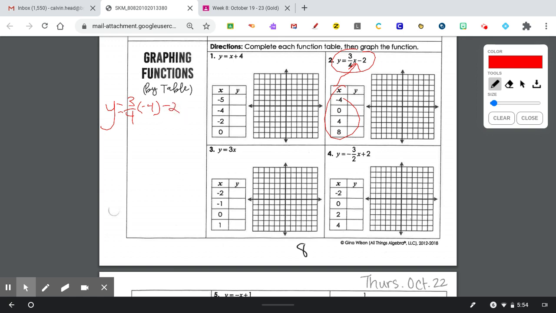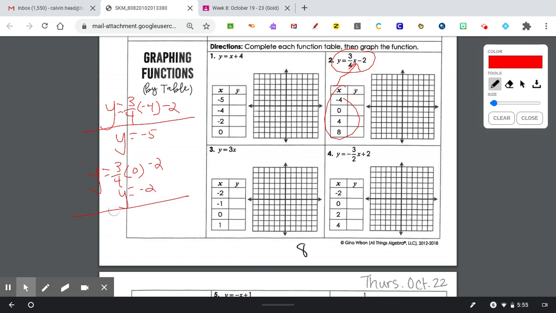Okay. All right. So you put that in your calculator, and then you would get your answer. That ends up being y equals -5. Then I would go down and do the same thing: y equals 3/4 times, in parentheses, 0 minus 2. Okay. And that gives me y equals -2.